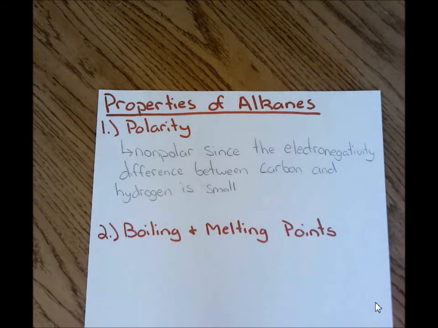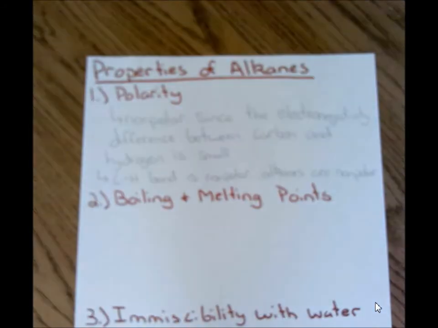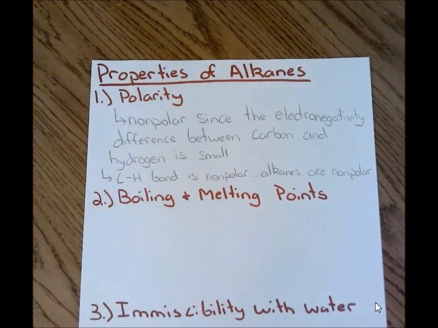We shift gears here to the boiling and melting points. So for alkanes, they are going to have low melting and boiling points because there is little intermolecular attraction between molecules in alkanes. And this is a result of these alkanes having small intermolecular attractions.